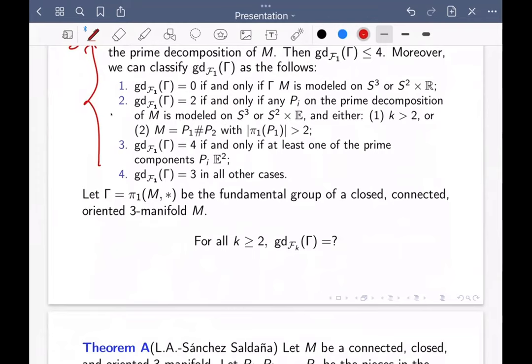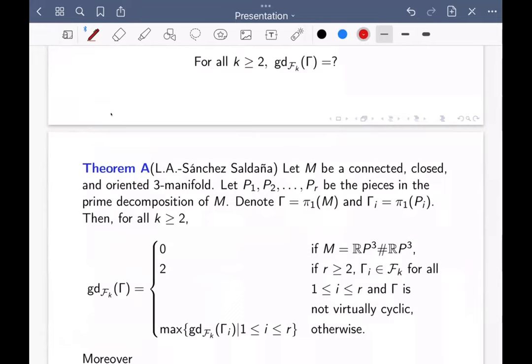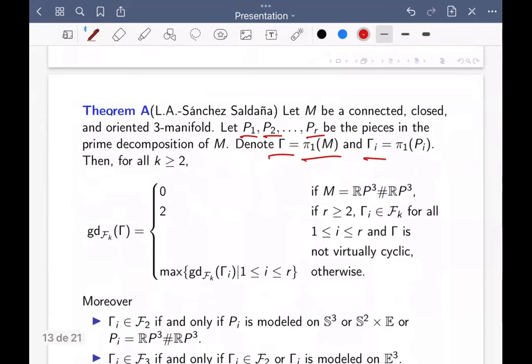So the answer is the following. Let M be a connected closed oriented three-manifold, and denote by P1, P2, up to Pr the pieces in the prime decomposition of M. Denote by Gamma the fundamental group, and Gamma sub i the fundamental groups of the pieces. We can prove the geometric dimension with respect to this family is basically the maximum of the geometric dimensions of the pieces. This theorem tells us that if we can compute the geometric dimension with respect to these families for the pieces, we know it for M.